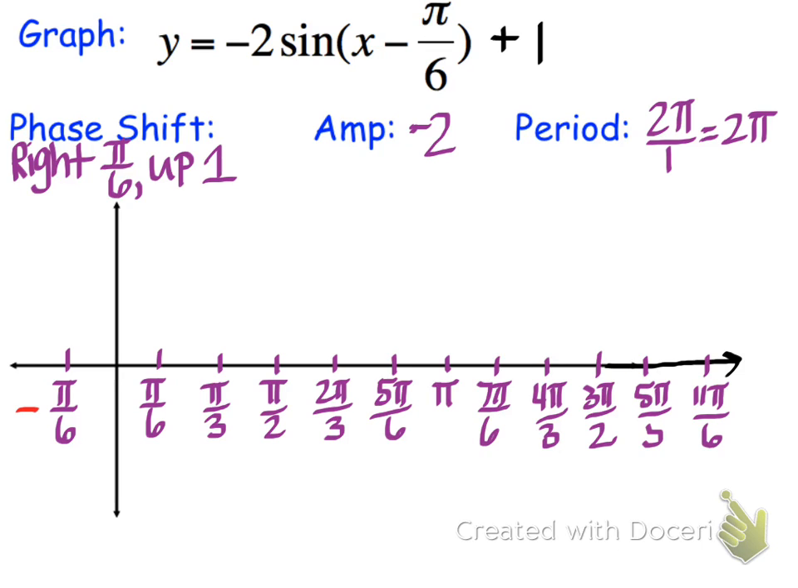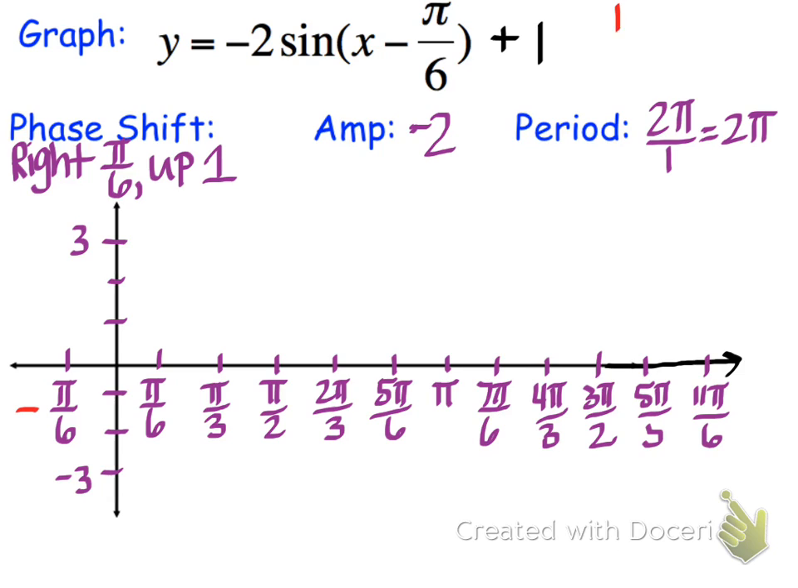We need to think about the amplitude for a minute. Because the amplitude is 2, we're going to have to go 2 units in either direction. But this graph is being shifted up 1 unit. So we're actually going to need more than 2 tick marks on our y-axis. I'm going to go from -3 to 3 on the y-axis.